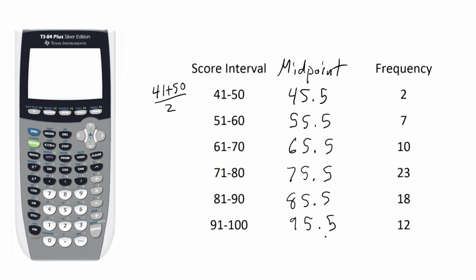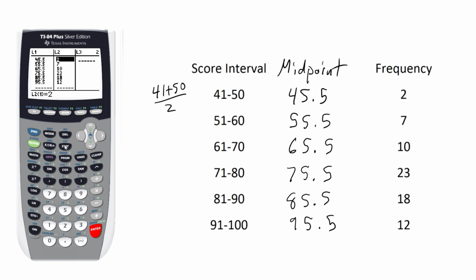So now we can go to our calculator, and if we hit the Stat button and then Edit, we can type in all of those values. And you'll see that I've already got them typed into our calculator. We want to put the midpoints under L1 and then the frequencies under L2. So now we want to find the mean and standard deviation of all of these scores.